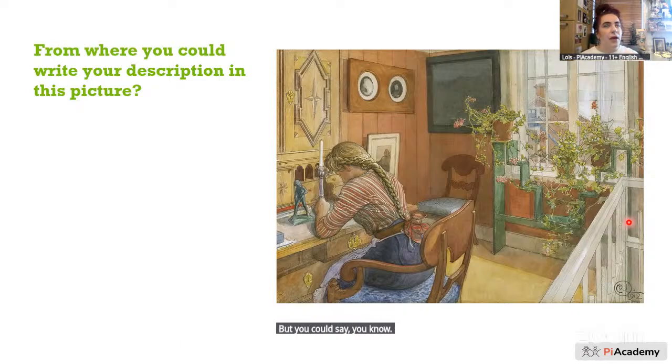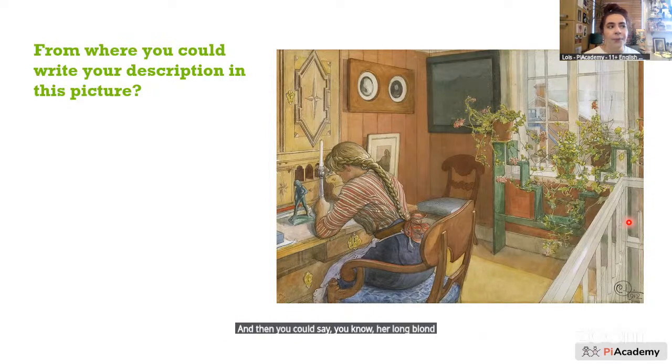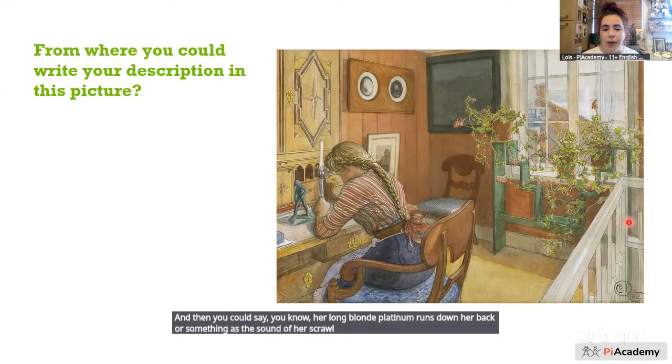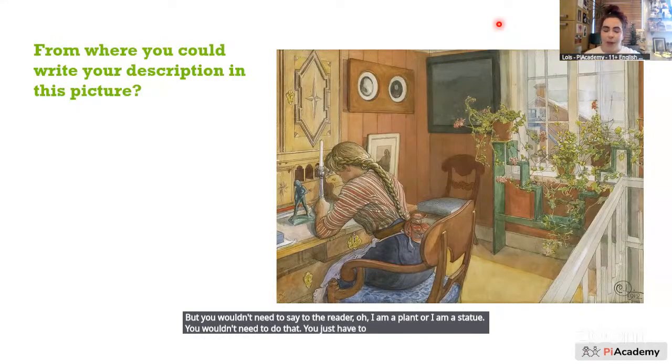from the windowsill, even here from this position on the windowsill, the girl's studious aura can be felt, or something like that. And then you could say, her long blonde plait runs down her back as the sound of her scrawl echoes throughout the small house, or something like that. So you could basically say where you're writing it from, but you wouldn't need to say to the reader, "Oh, I am a plant" or "I am a statue." You just have to imagine what you're looking at from that position in the picture.